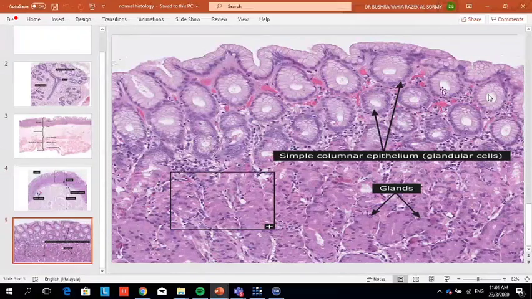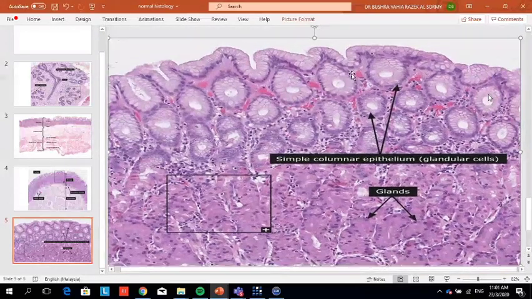Okay. Look at this. This is the mucosa. See the glands, how the benign gland is composed of one layer of columnar epithelium and basally located nuclei. Can you see? Okay, this is the normal one. Okay, look at our slides.